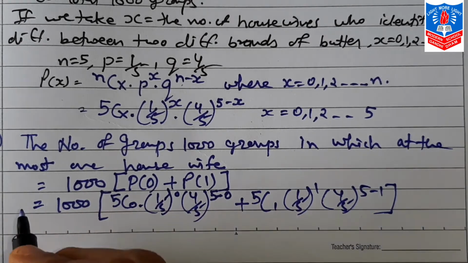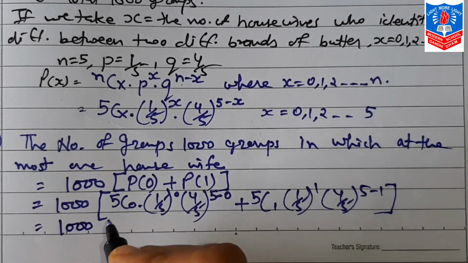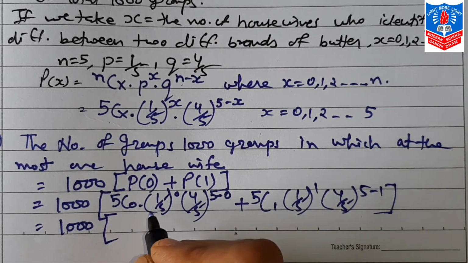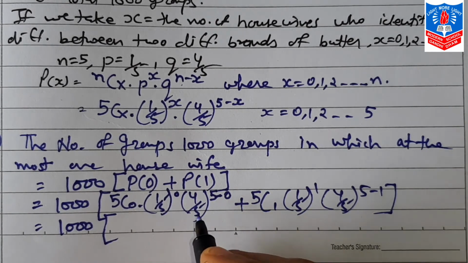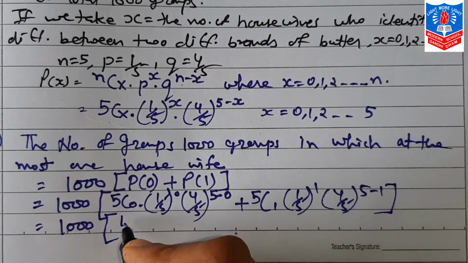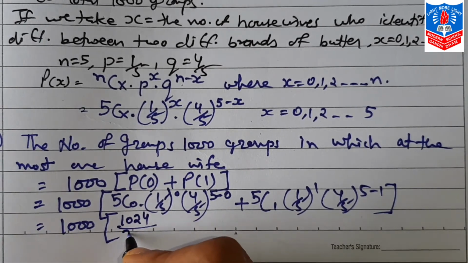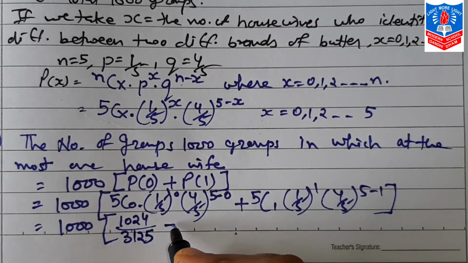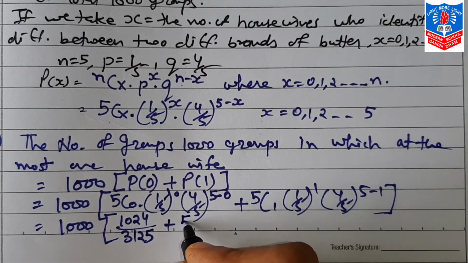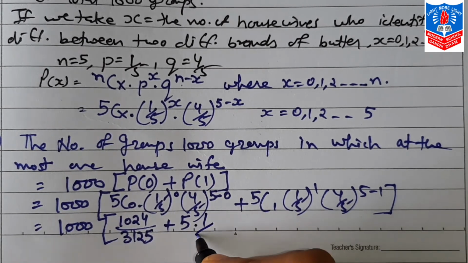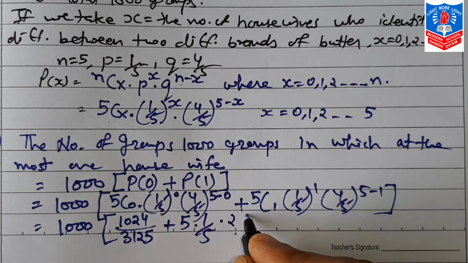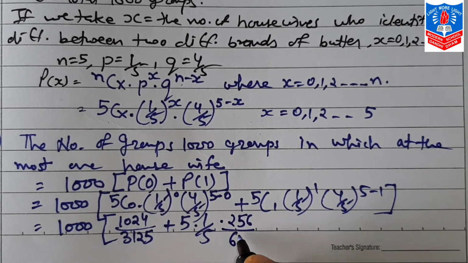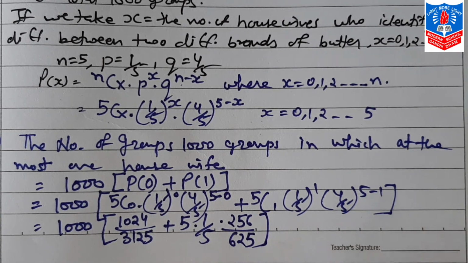Now when we solve this, 1000, 5C0 will be 1 only, 1 by 5 raised to 0 also will be 1, while 4 by 5 raised to 5 will be 1024 by 3125, plus 5C1, that comes 5 into 1 by 5 into 4 by 5 raised to 4, that will be 256 upon 625.